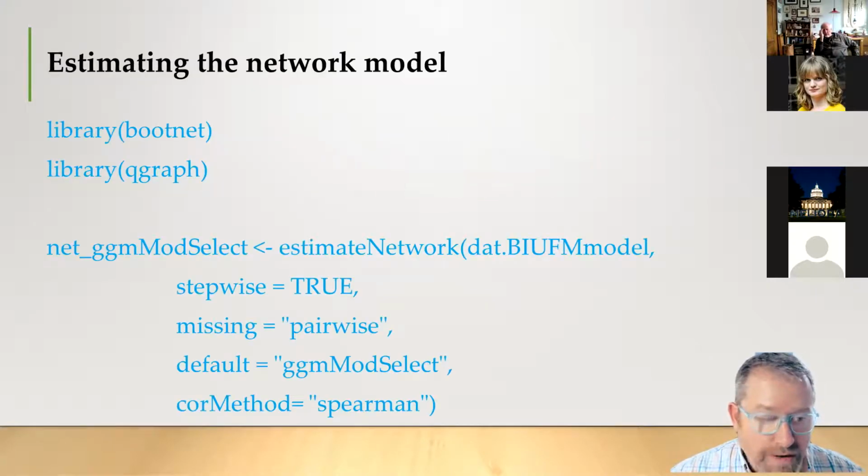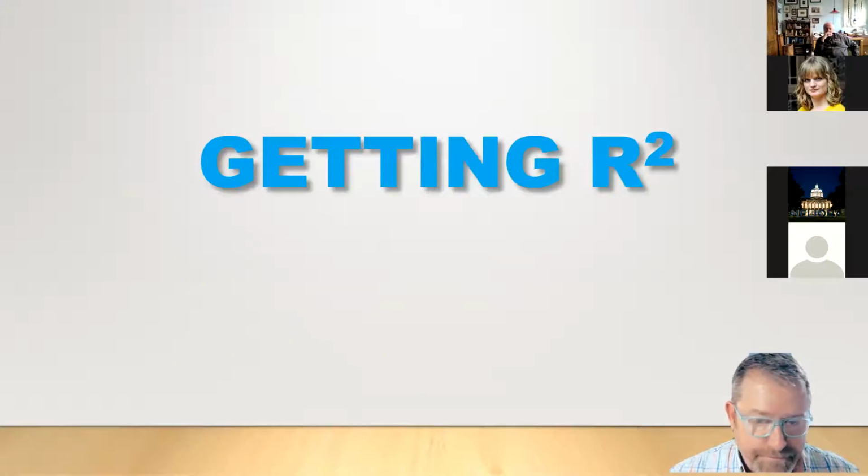That will give me the network. I can graph now. I can look at amounts of centrality for different variables. These few lines of code do all of that work. Depending on how many nodes are in your model, this could take a while because GGM mod select does a pretty exhaustive search.